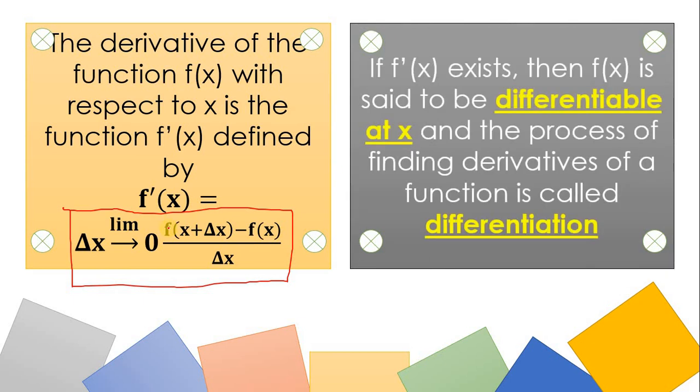For the next remark, it is this one. Again, how do you read this one? This is f prime of x. Prime, spelled P-R-I-M-E. If f prime of x exists, meaning the derivative exists, then the function is differentiable at a given x. And the process of finding the derivative is what you call differentiation.